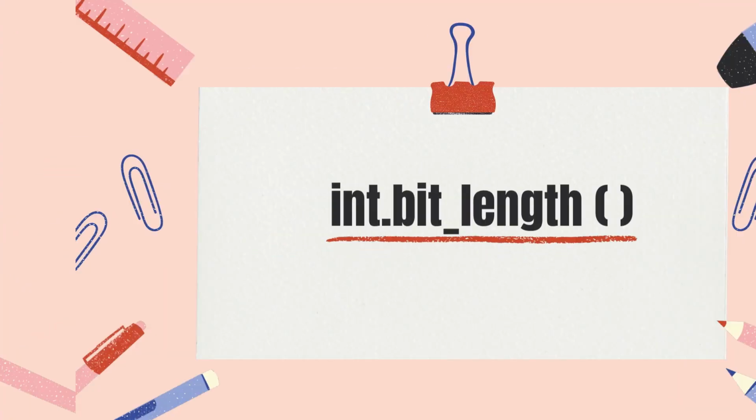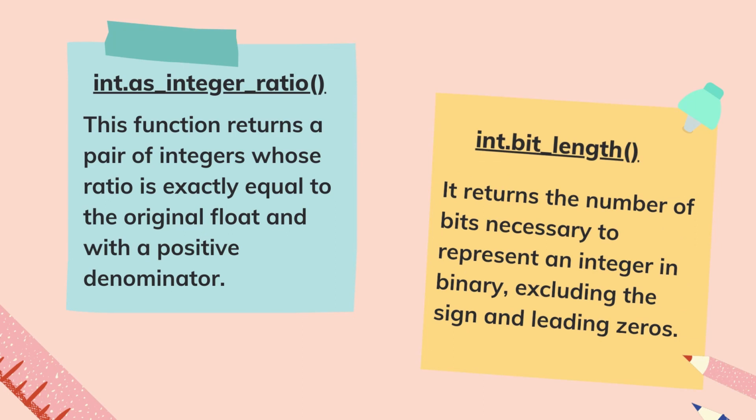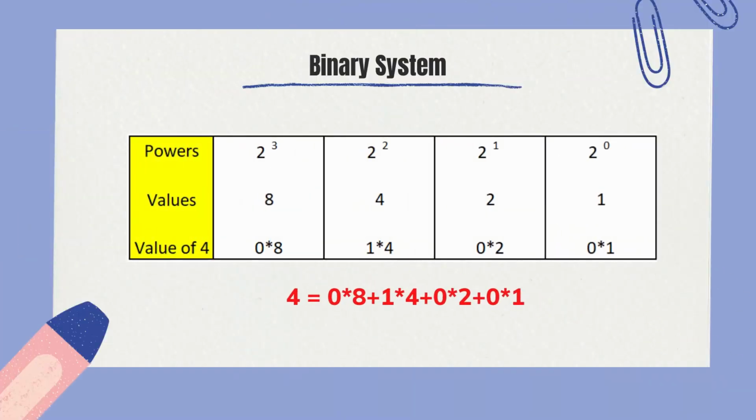Second is bit_length. It returns the number of bits necessary to represent an integer in binary, excluding the sign and leading zeros. Let us take an example of a = 4 and let us see how it is represented in a binary system.